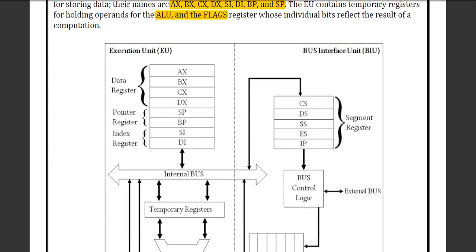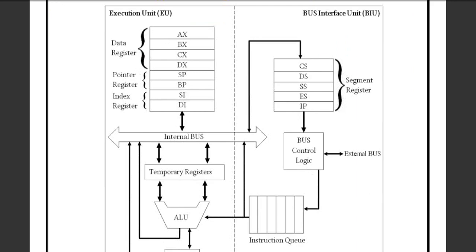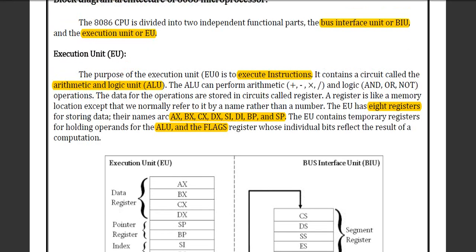By this diagram you can easily see that this one is the execution unit, which is known as EU, and this one is the bus interface unit, which is BIU. Now we are in the execution unit. Those units are very important.